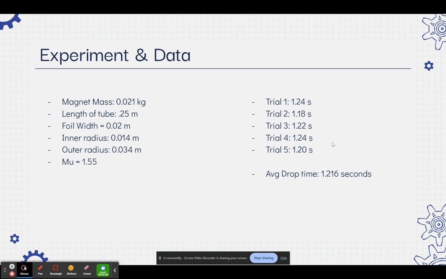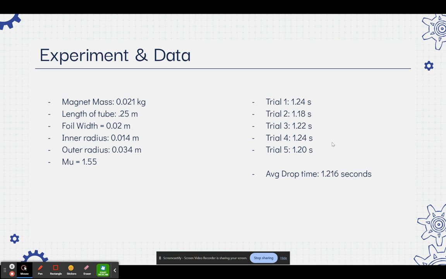Now, the experiment data is the following. Magnet mass was about 0.21 kilograms, length of 2.25 meters. Foil width is about 0.02 meters. Inner radius is about 0.014. Outer radius is about 0.034. And the mu for the magnet is about 1.55. This was from previous labs.